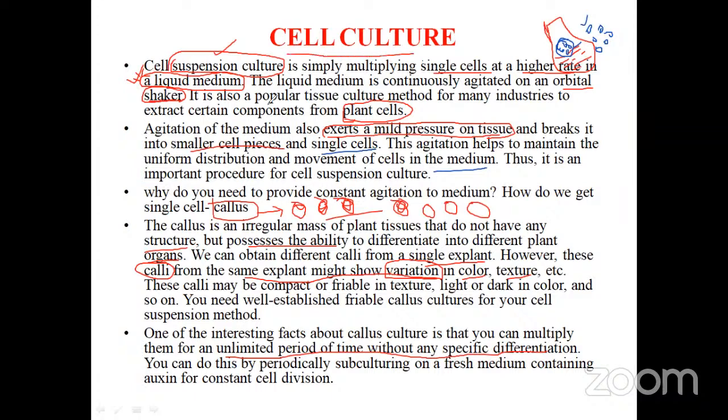First of all, you obtain the cells. How can we get the cells? The cells can be obtained from the callus after applying orbital shakers. How can you get callus? Callus is obtained from the explant. From the explant comes the callus, and from the callus the cells are separated. So this is callus to single cell. And let's see the types of cell suspension culture.